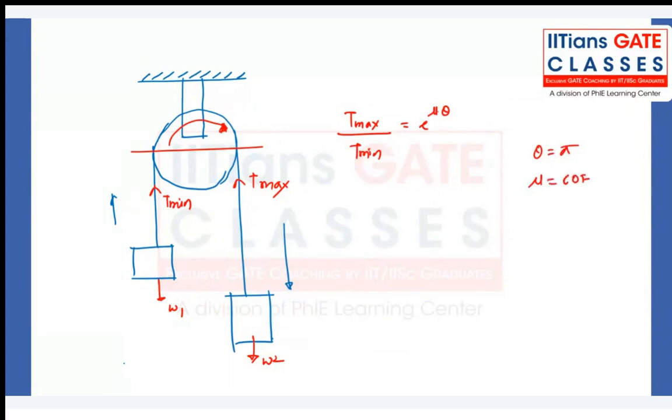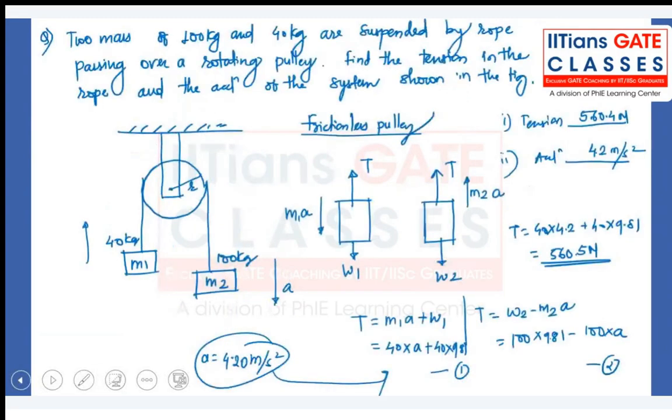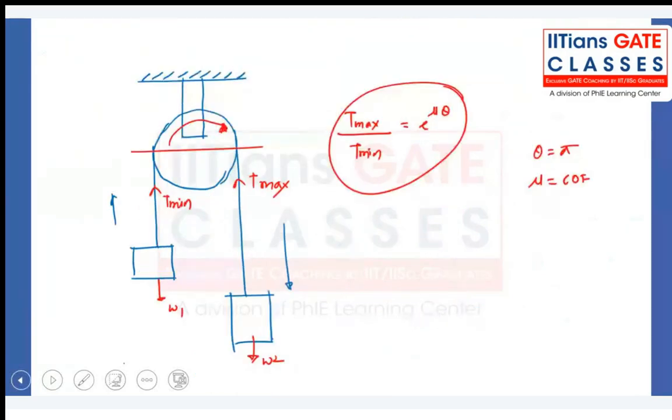Put this in and you'll get one more relationship, so you will have two equations and two unknowns. One equation is with a, and another equation will be with either T max or T minimum. So you can definitely get that answer as well. That is the only difference: just one extra step you'll have to make whenever friction is considered.